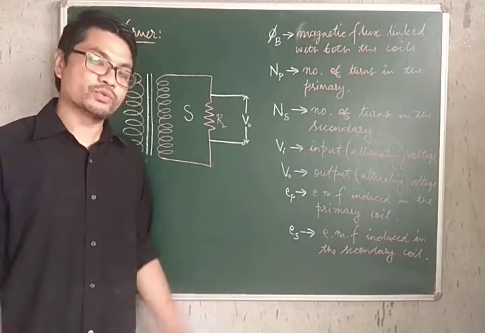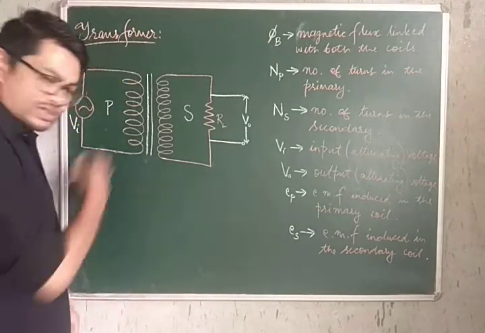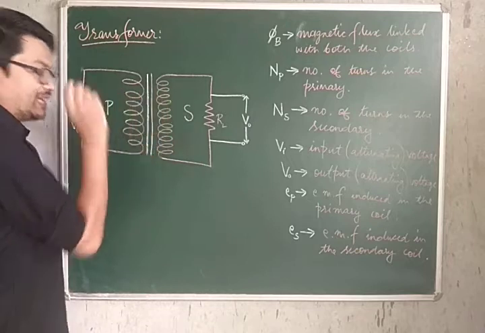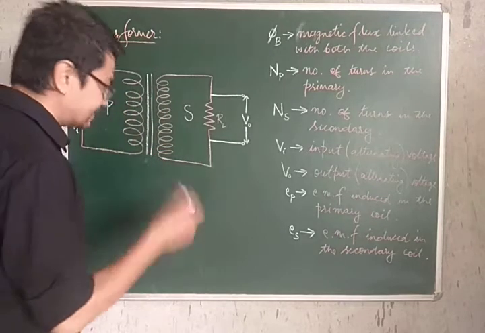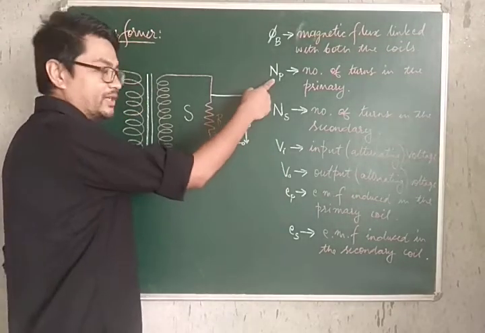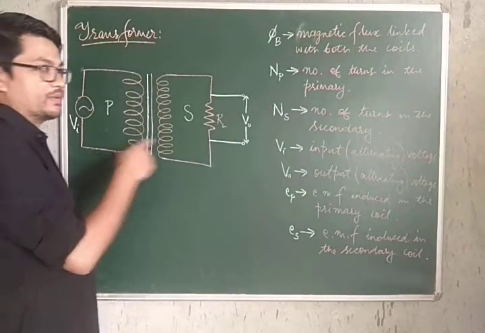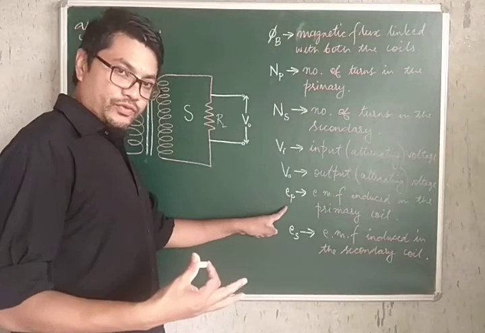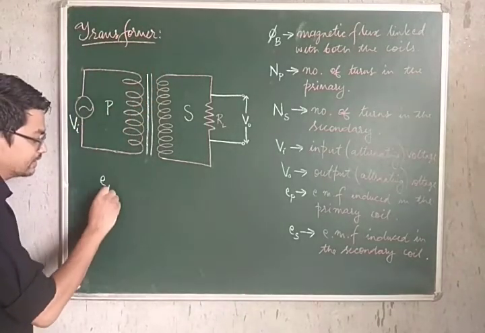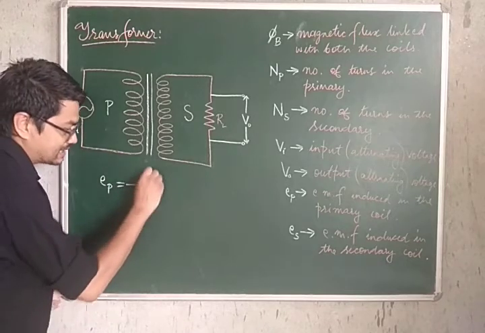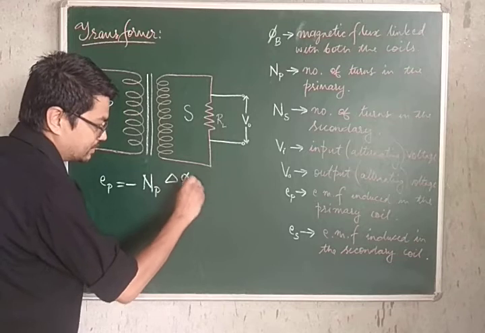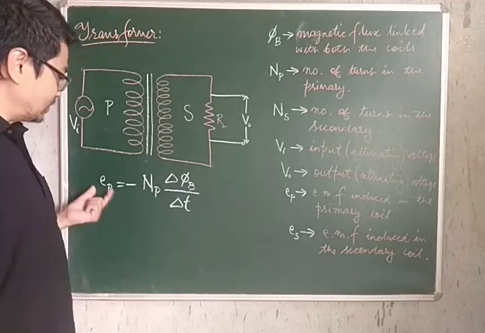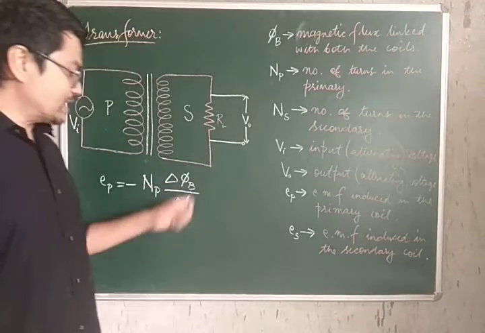That's of course an ideal scenario we are talking about, but still sticking to that ideal scenario, if phi B be the magnetic flux linked with each turn of both the coils, primary and secondary, and by the way, I forgot to mention, Np be the number of turns in the primary coil and Ns be the number of turns in the secondary coil, then the induced EMF in the primary coil will be given by Ep equal to minus Np delta phi B divided by delta T, from Faraday's law, remember. The induced EMF has to be equal to the rate of change of the magnetic flux.